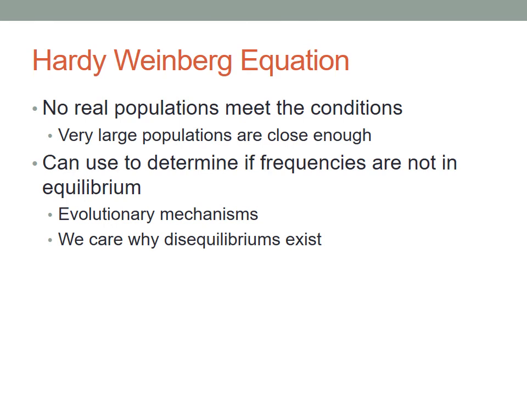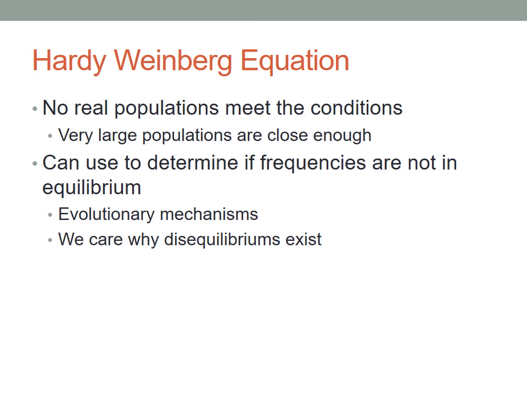I've already told you that no real populations meet the conditions of the Hardy-Weinberg equation, but for large populations we consider it close enough for this to work. We also use it to determine when a population is not in equilibrium. We use this a lot in conservation biology work, in wildlife management. We use this to figure out how to properly breed animals together when we're working on an endangered species plan, because we know that the genetic variation in a species will impact its ability to survive into the future. Having more genetic variation is always good.